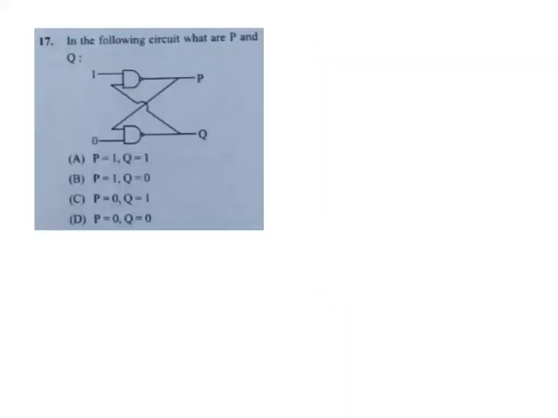Okay, now look at the next problem. In the following circuit, what are P and Q? So they have given one input, which gate is it? NAND gate, and here it is again a NAND gate. Okay, so now what is the value for P as well as Q is the question here. One input is 1 and another input is 0 here.